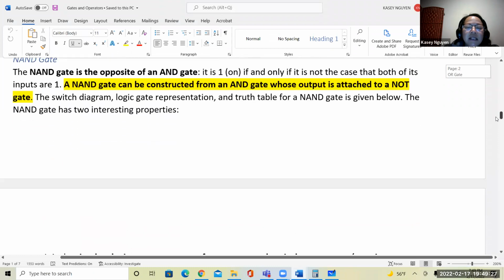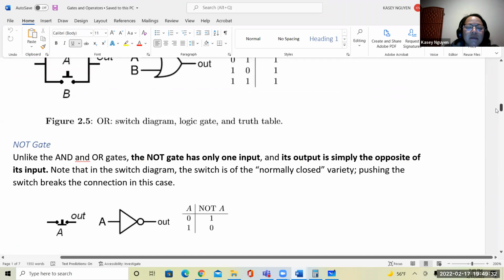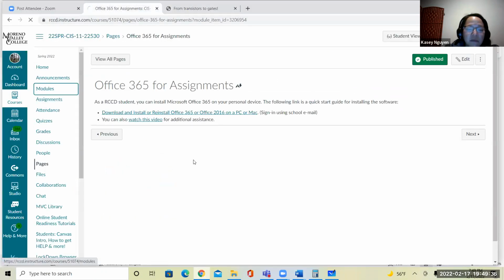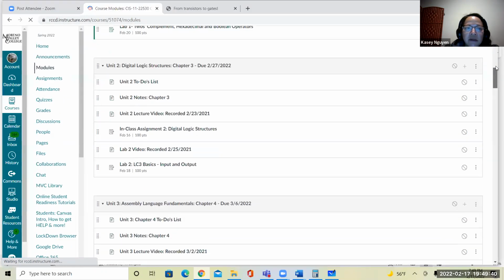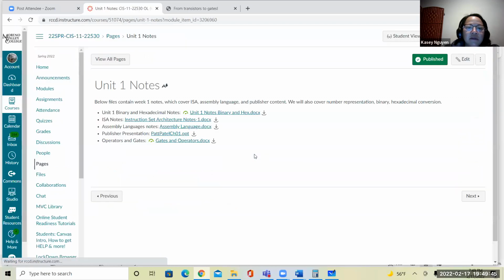So I'll come back to this and then we'll review some of it, but I believe, let me see if I put that on here for you. I had put it on the Unit 1 notes. Otherwise, we would include it in the Unit 2. Yeah, the gates and operators document, that's there.